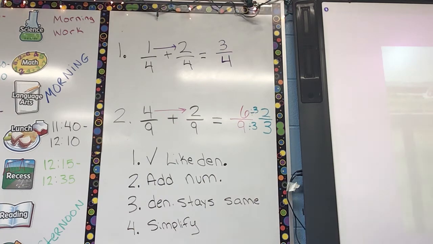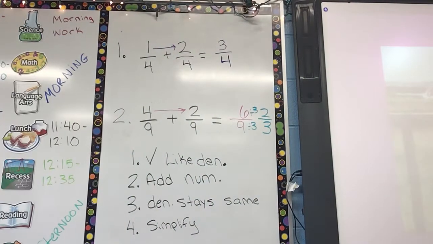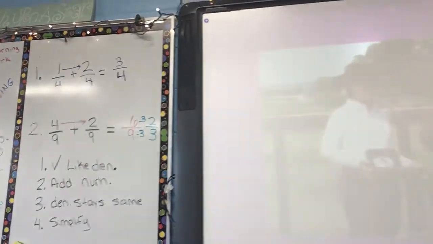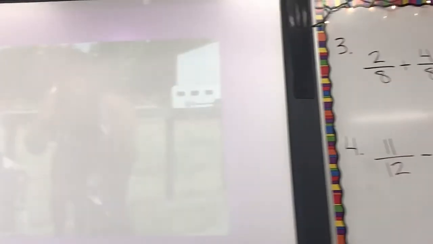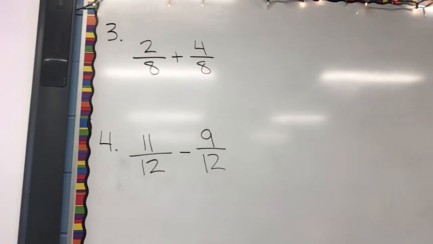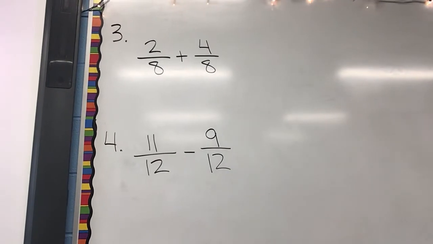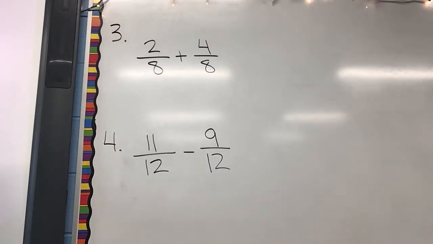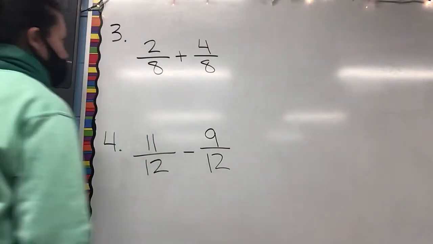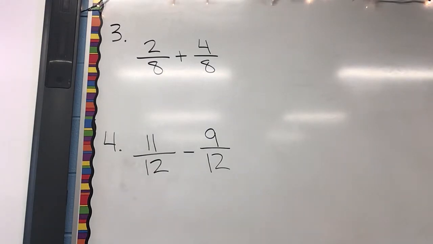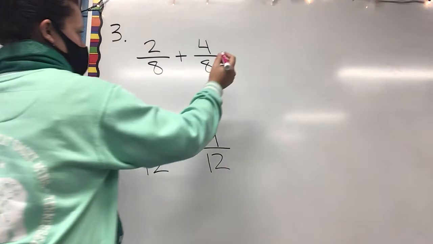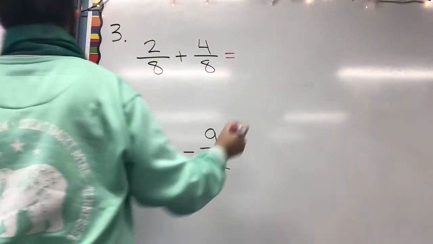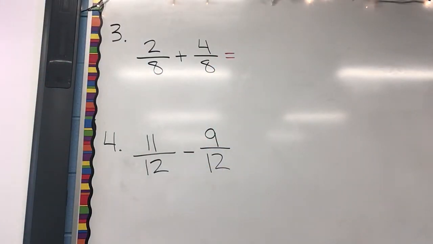All right, let's go ahead and keep practicing. Sliding over. Number 3. I have 2/8 plus 4/8. Let's check. Are my denominators the same? Yes. Good. So do I have anything to do there? No. Step 2, I add my numerators.